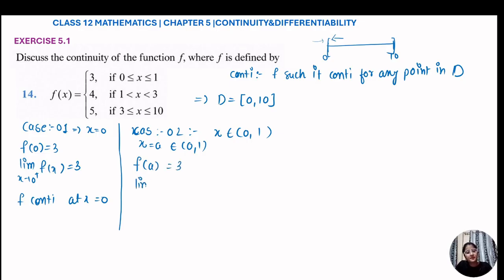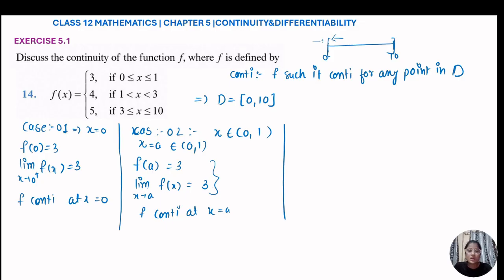We find its limiting value. So limit of x tends to a of f of x, as the function is defined as a constant 3 for all points, this limit value is also 3. As you can see, both are same. So from here also we get f is continuous at x equals to a. So this is for all points that belong to open interval 0 1. Now I think we can cover another case also.